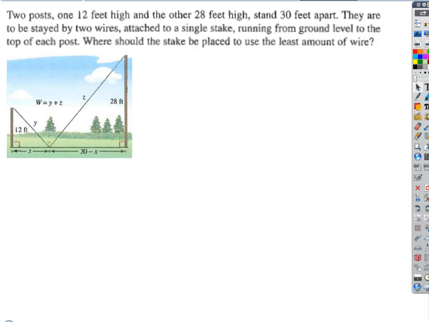The way that they set this up is we're going to call the distance from the top of the left pole to the stake y, and then z is the distance from the stake to the top of the right pole. So w for wire, length of wire, our primary equation is w equals y plus z.